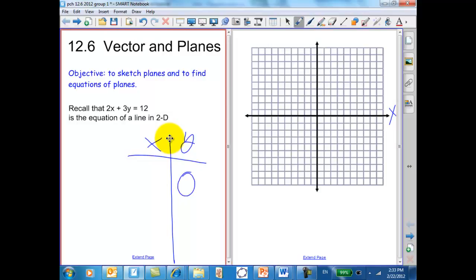You put your little hand over this. 2x equals 12, x equals 6. 2, 3, 4, 5, 6. Are we good with that?